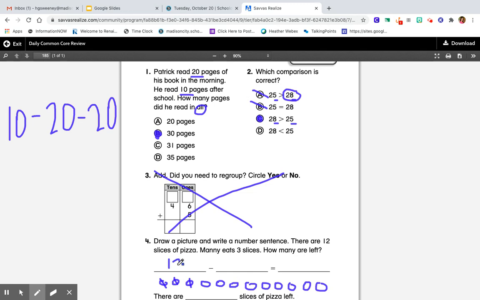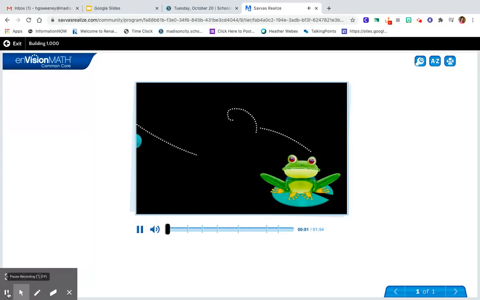So 12 slices minus 3 that he eats equals 9 slices left. So there are 9 slices of pizza left. All right, so now we're ready to get into our math lesson for today. So today we're going to be working on building 1,000. So let's check out the lesson video first.